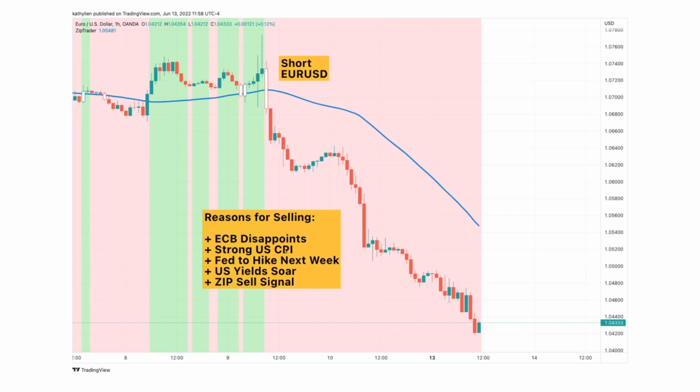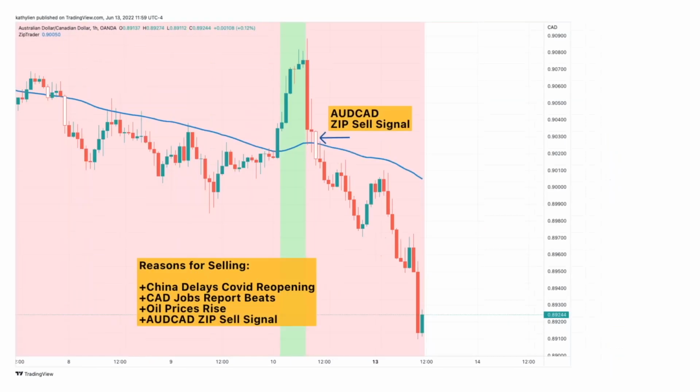Fed was expected to hike against a strong CPI. All of this really combined for a very strong narrative story, and the technicals gave you the perfect entry. They gave you the perfect entry right over here to run with that narrative. You can see how the fundamental narrative and the technical entry really is a very powerful combination.